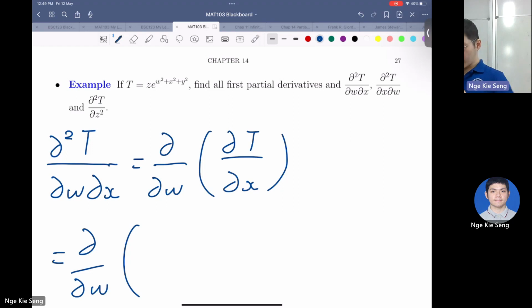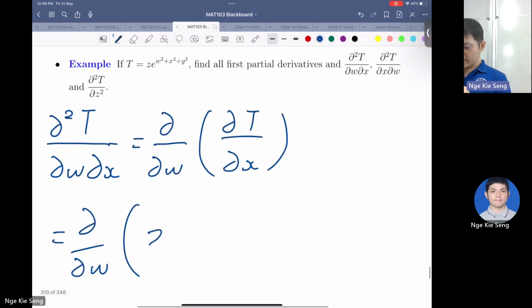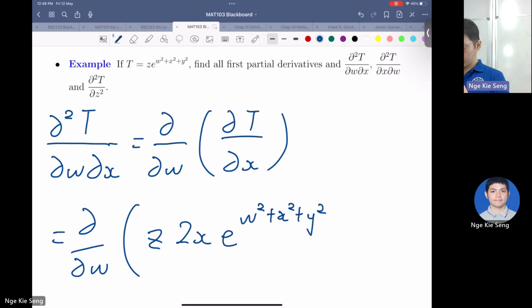So what do you get? You get z times 2x times e to the w squared plus x squared plus y squared.